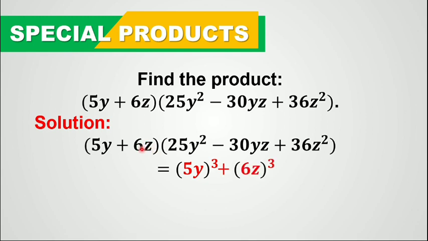So quantity 6z cubed. That's 5y cubed, that's 125y cubed, because 5 cubed is 125, and y cubed is y cubed, and then plus 6z cubed. 6 cubed is 216, because 6 times 6 is 36, times 6 is 216, and z cubed is z cubed. So this is the final answer. No need for extra steps in the solution. You could just answer this right away, as long as you are familiar with the pattern of this particular special product.